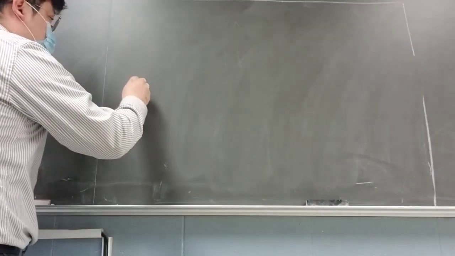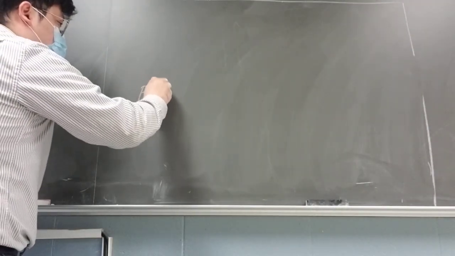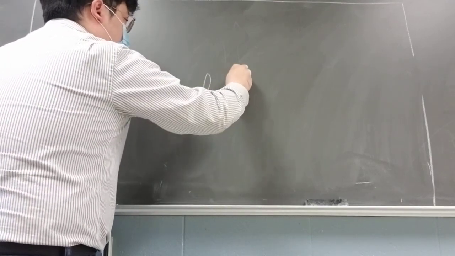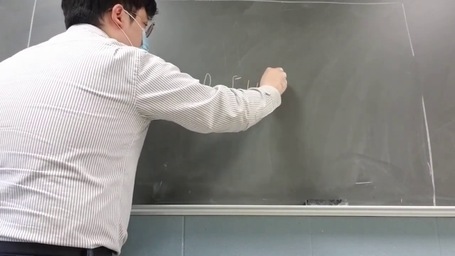So maybe one more thing. Try to get the pH. Try to remember this one. pH is a negative log of concentration of hydrogen cation. Okay, just remember this one.